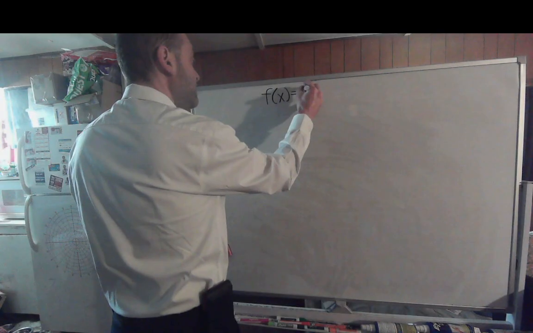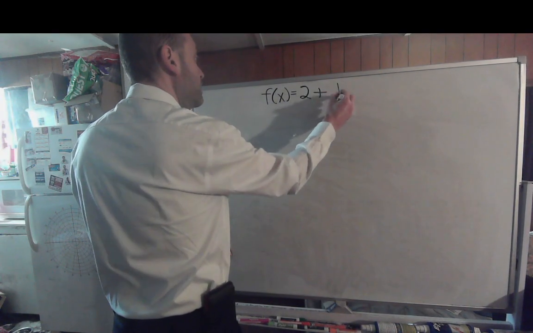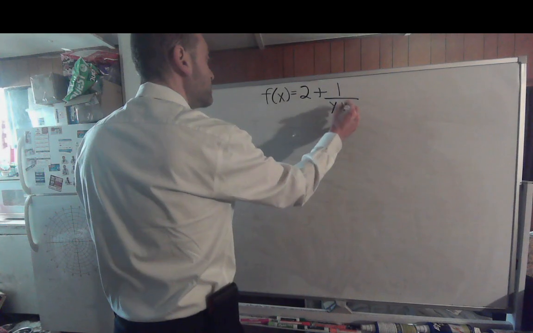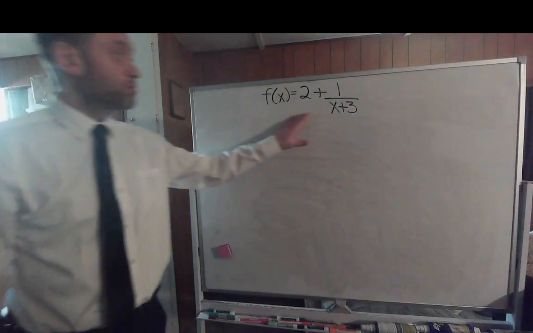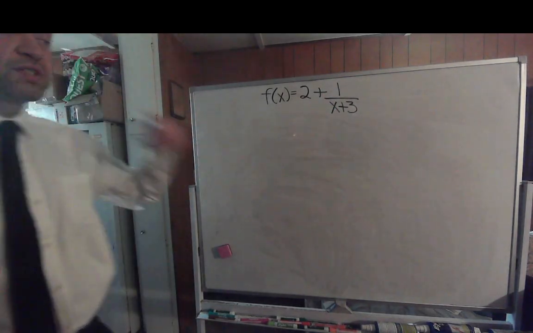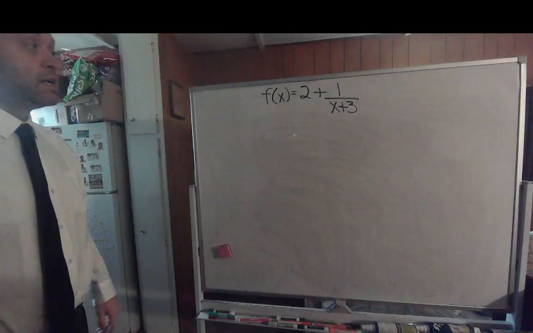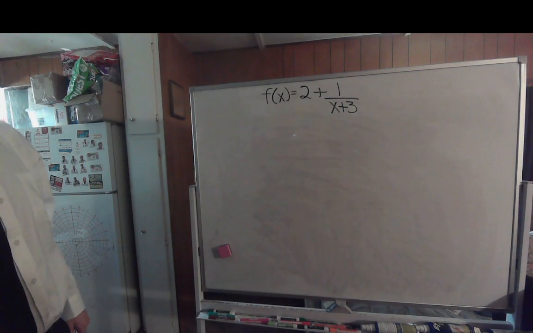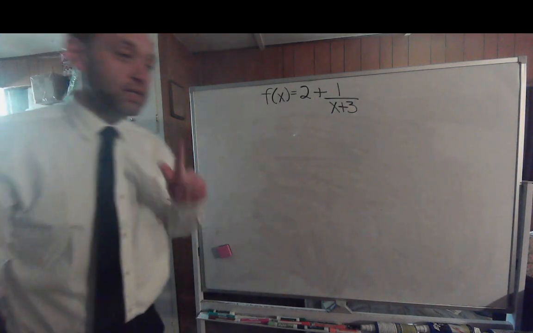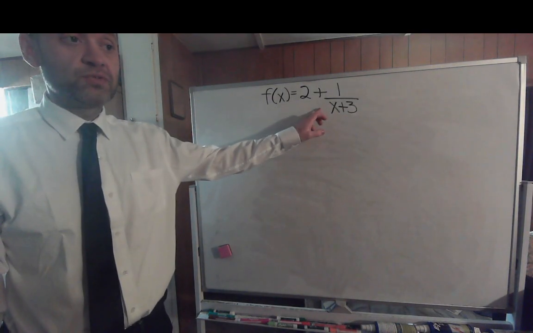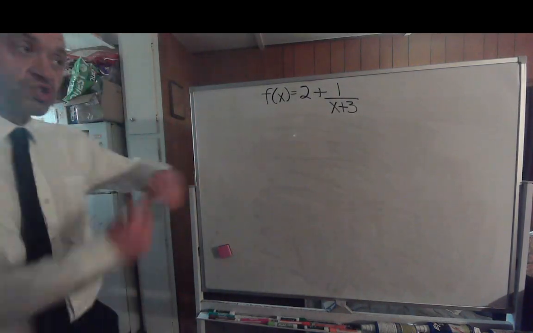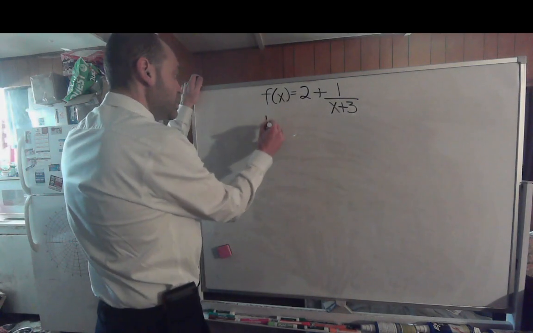f of x equals 2 plus 1 over x plus 3. Let's just start with the original function. What is transformed from the original function? That 1 over x plus 3, you have a horizontal shift left 3, right?